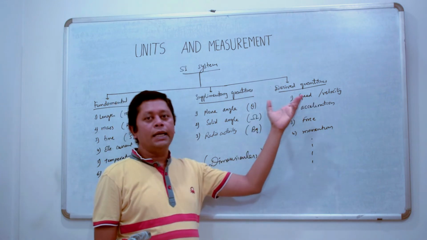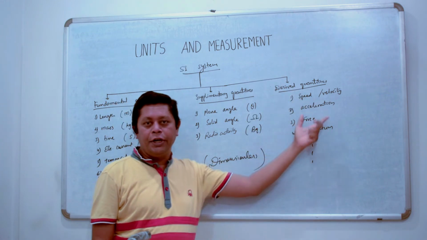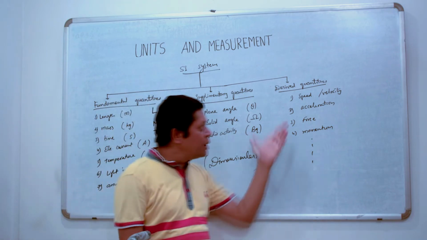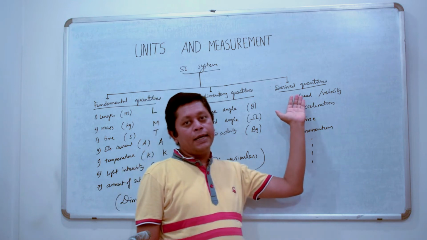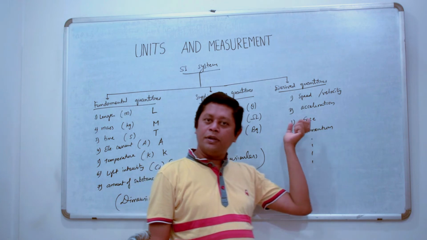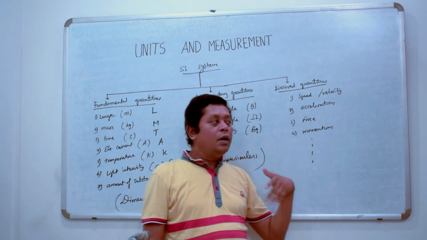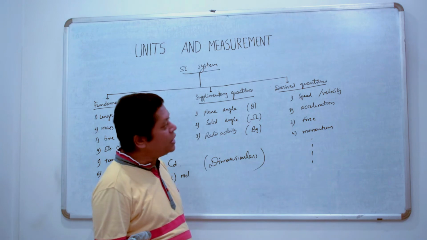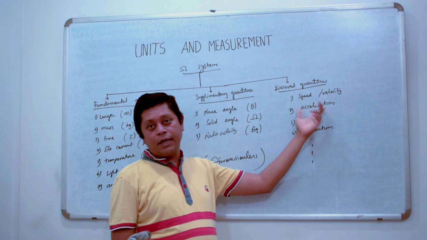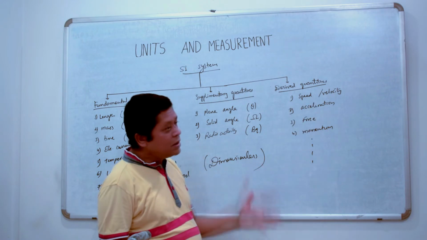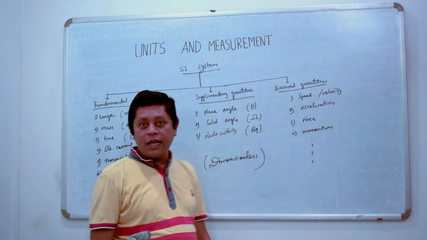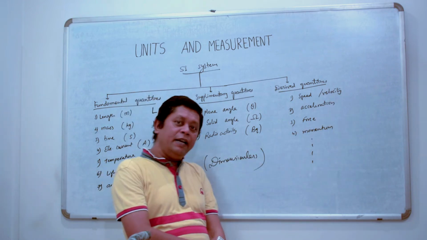Derived physical quantities are the physical quantities obtained by multiplying or dividing these fundamental quantities. For example, speed is defined as the rate of distance traveled, distance traveled upon time taken. Distance is measured in meter, a unit of length, and time is in second. So it is meter per second, the length upon time. Similarly, acceleration is the rate of change of velocity, and velocity is defined as displacement upon time. So again it is length by time, again divided by time.